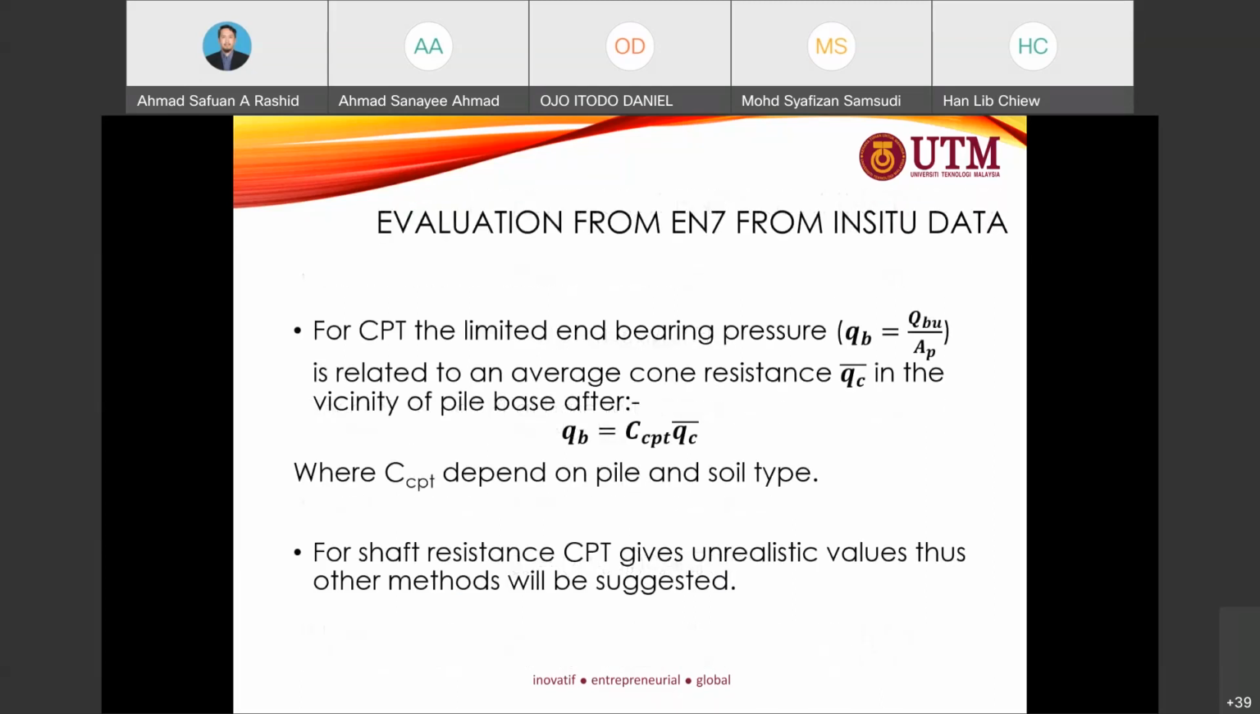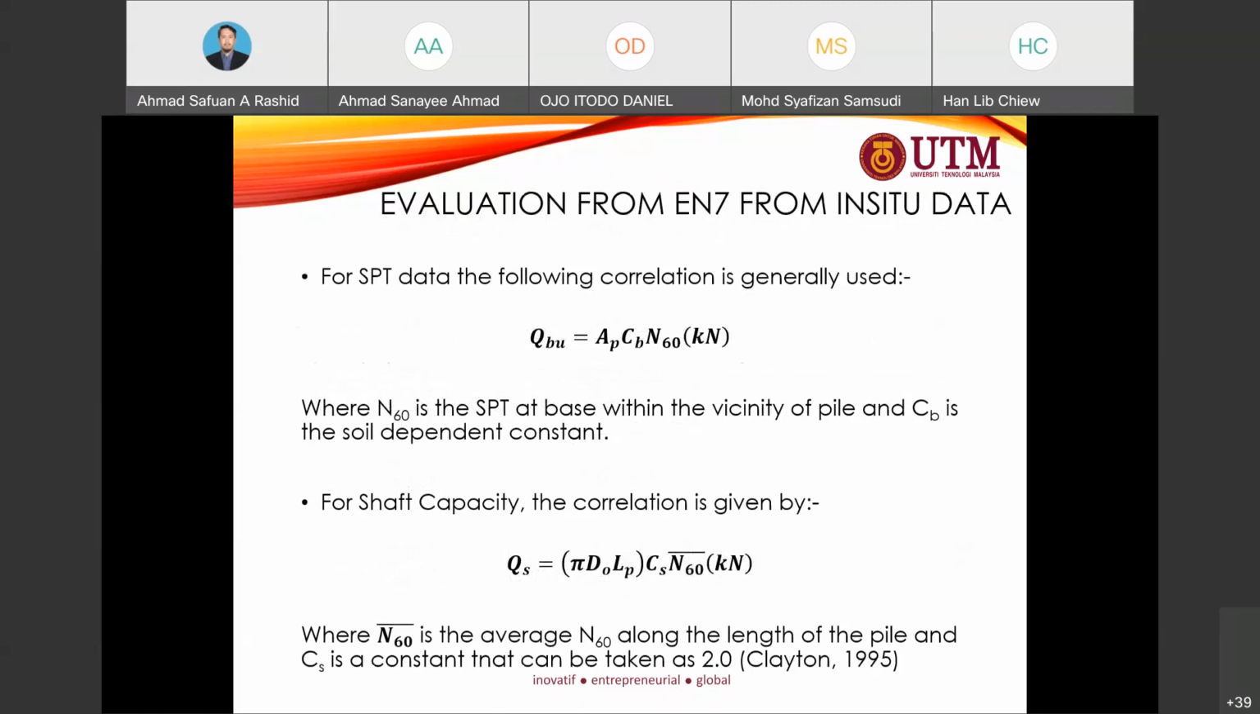Another option is using the CPT. For the CPT, we can determine the end bearing only. For the shaft resistance, CPT gives unrealistic values, so other methods are suggested. CPT is not very typical to be used rather than the SPT. So in this case, it's better to use the SPT to estimate the capacity of the pile.